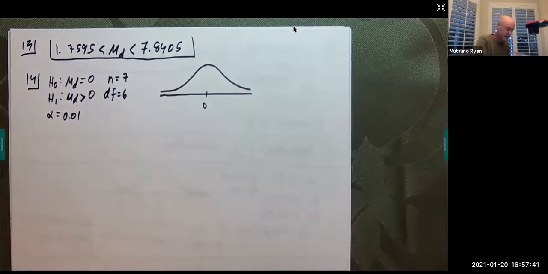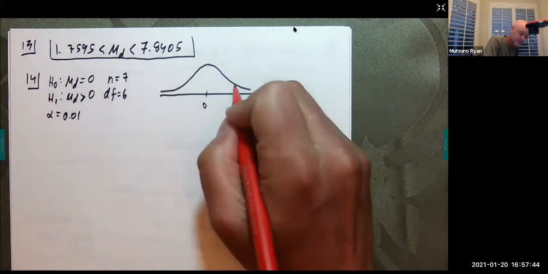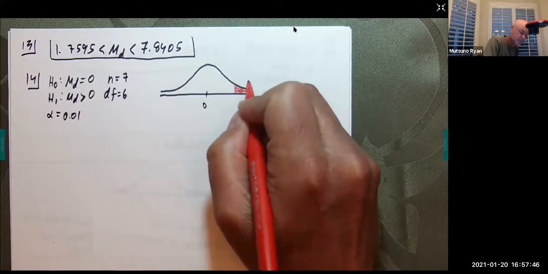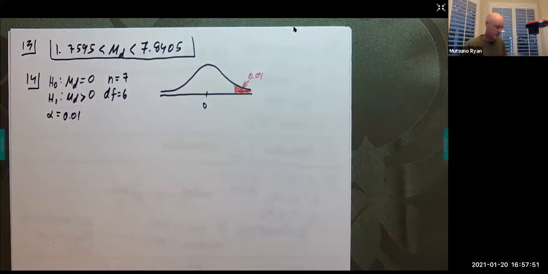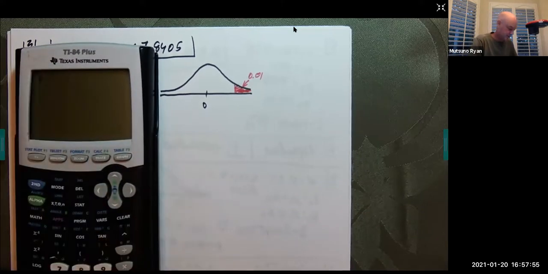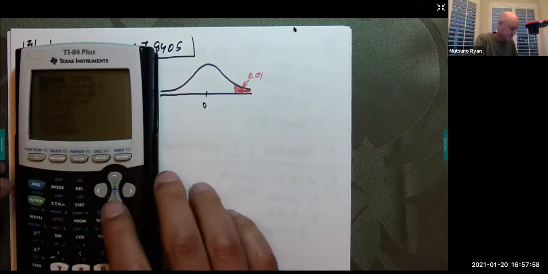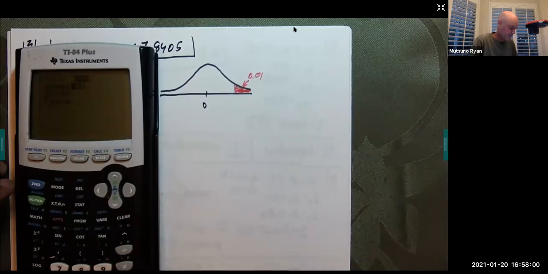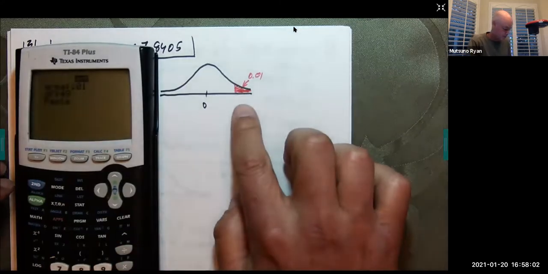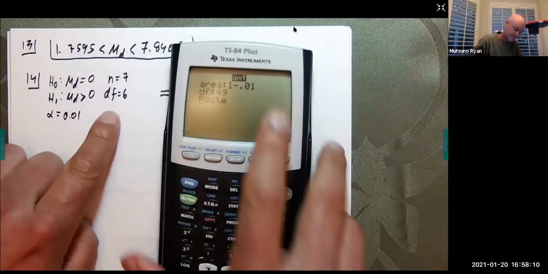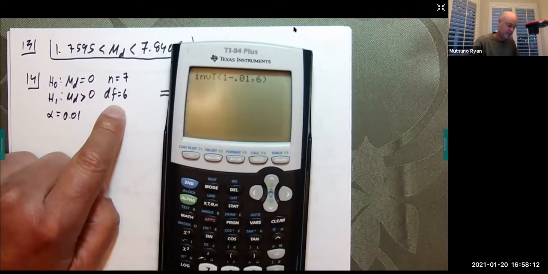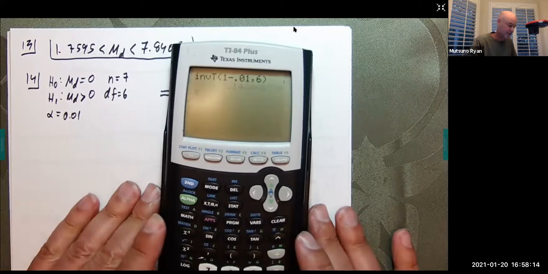And this is a right-tailed test. This is going to be a t-test, so I need to do inverse t. And because it's area to the left, I need to do 1 minus. Degrees of freedom in this case is 6. Here's our critical value.